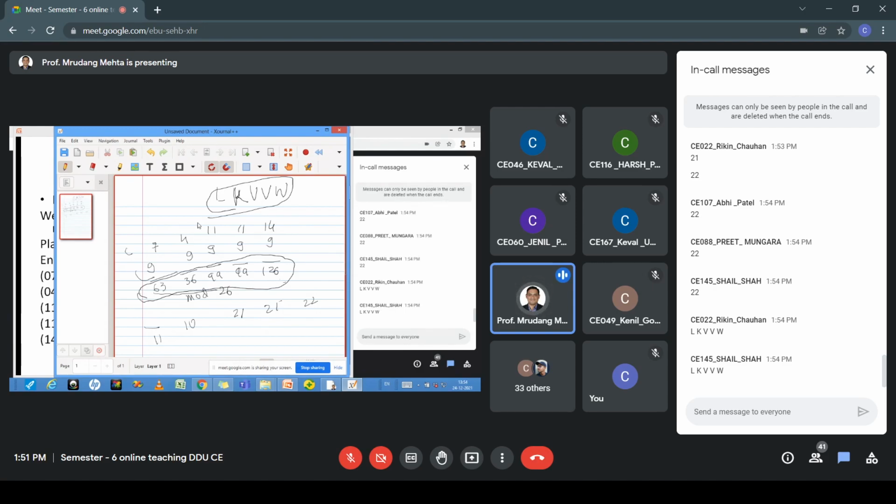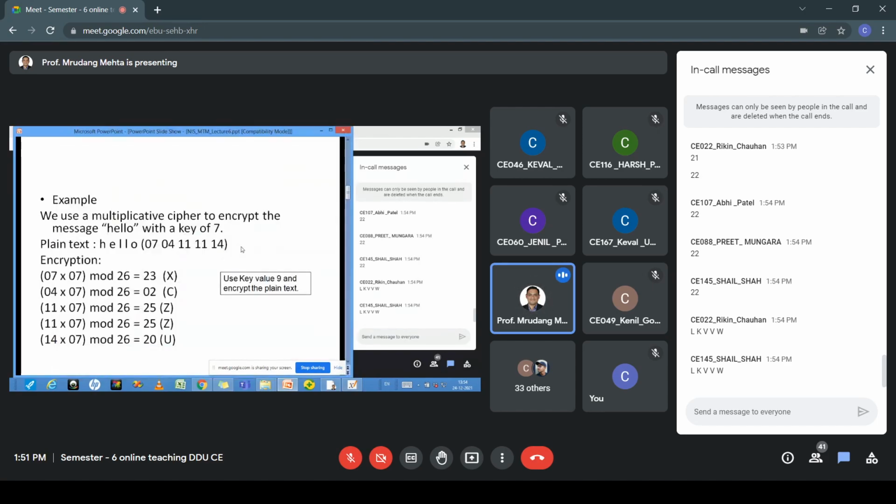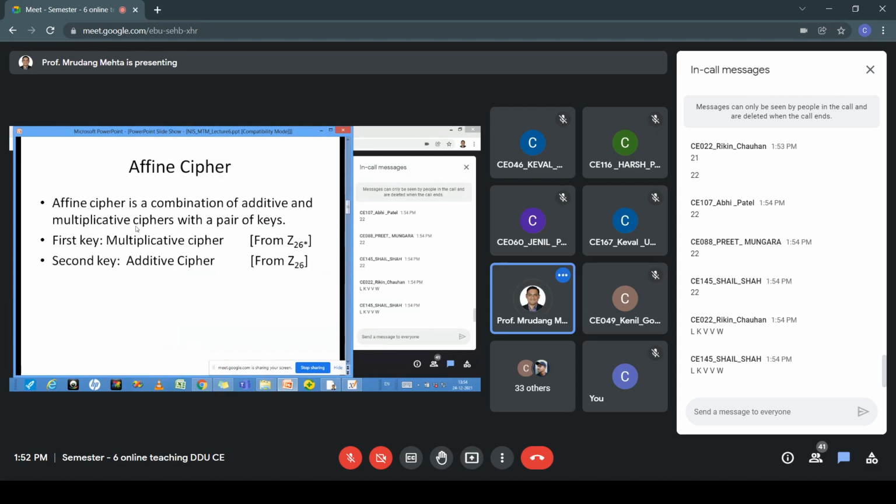Any question, any doubt? Those who could solve, it is very good. Those who have any question, you may ask. Very simple, right? So I hope that you are able to do it. For 7, the encryption is different and that is shown here. You have to perform this.